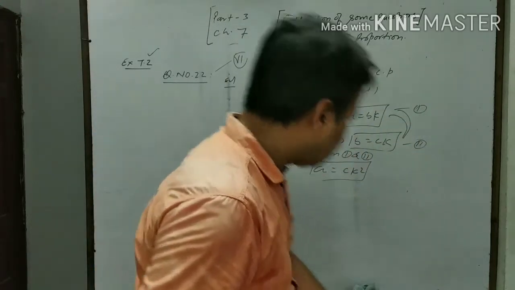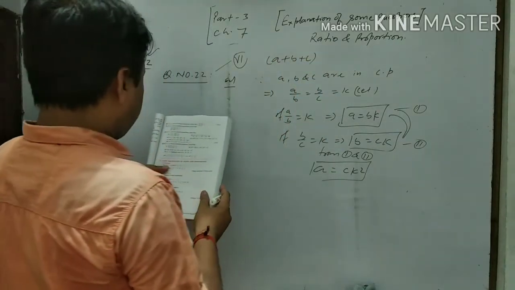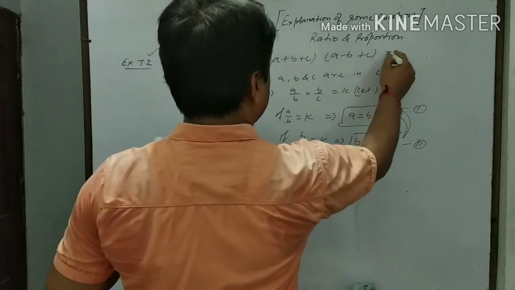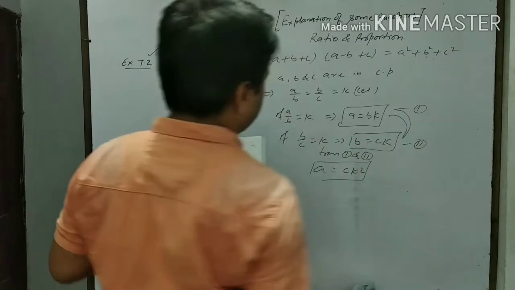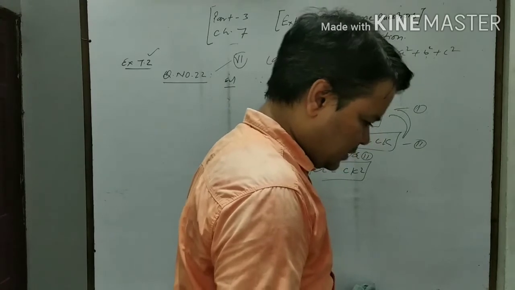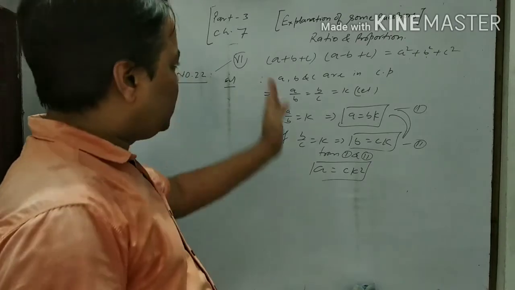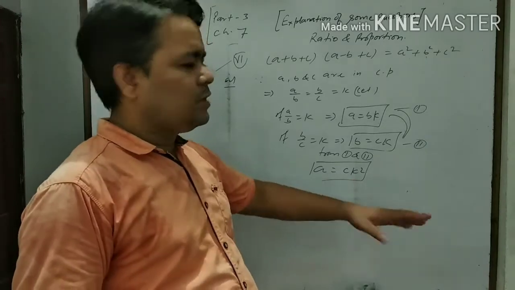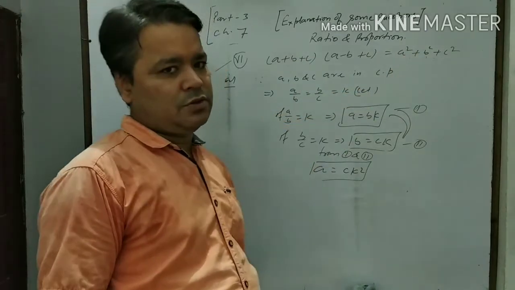The question is (A plus B plus C) and (A minus B plus C) is equal to A square plus B square plus C square. We have to solve this. Here we just show that the left hand side is equal to the right hand side. If the left hand side is equal to the right hand side, then we can say that the left hand side of the question is equal to the right hand side of the question.